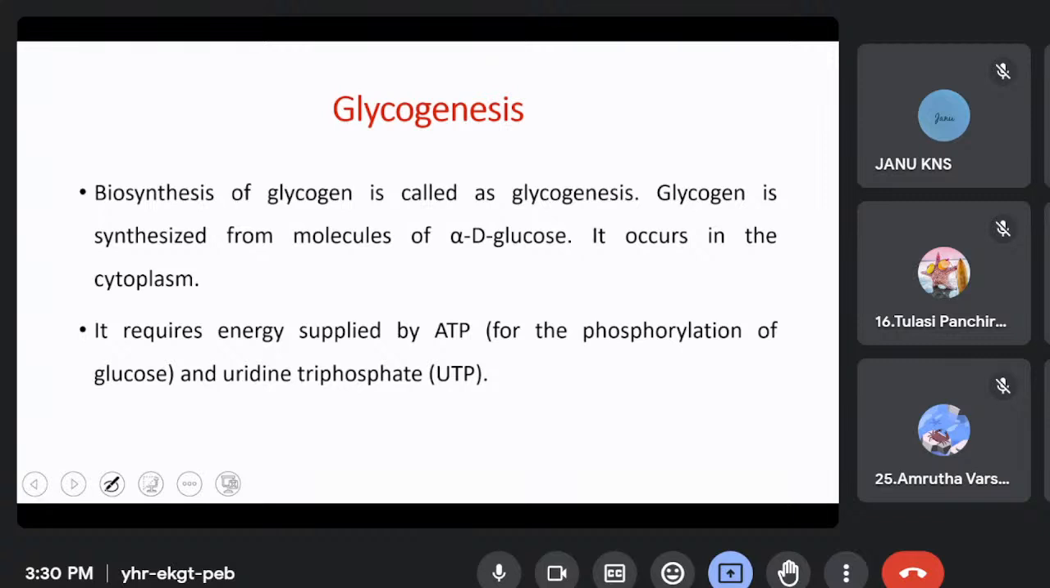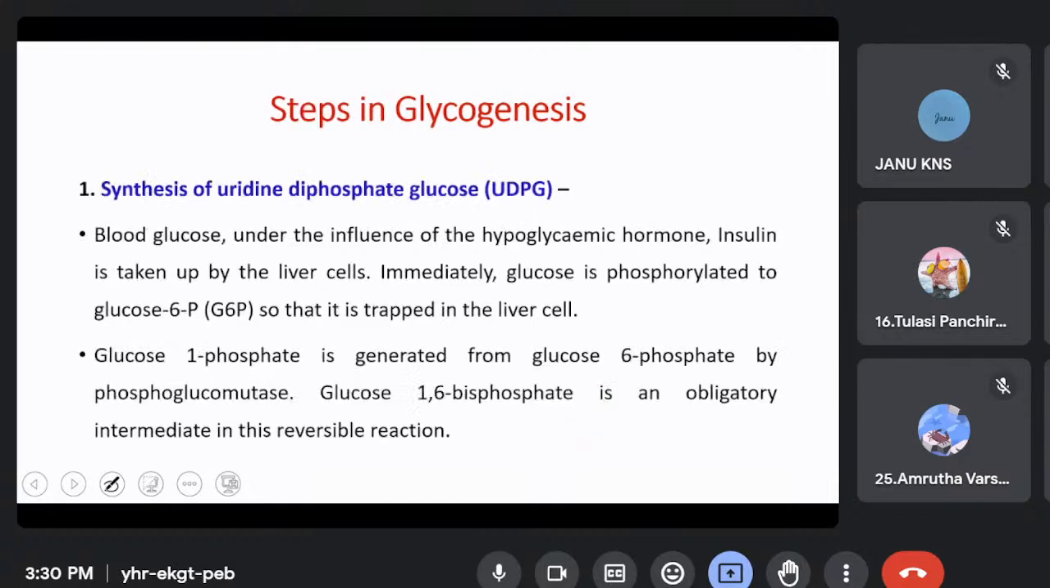So glycogenesis, this very process of synthesis of glycogen, draws energy by the breakdown of ATP and by the breakdown of UTP. And coming to the various steps involved in the synthesis of glycogen, the first step is synthesis of uridine diphosphate glucose. We simply call it UDPG, in short, uridine diphosphate glucose. What actually happens during the synthesis?